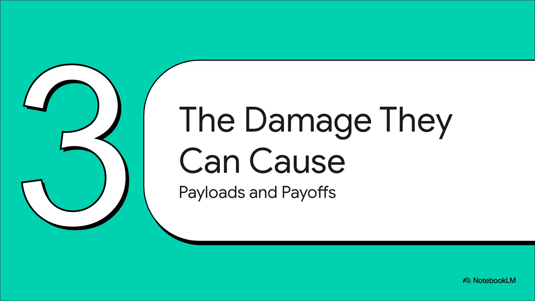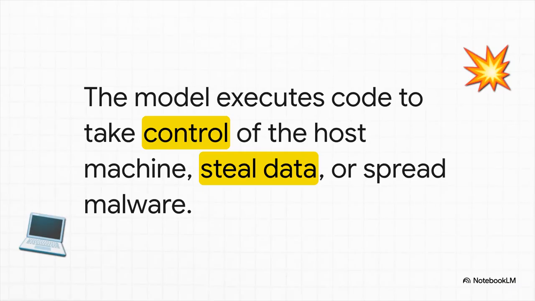Okay, so the bad guy is in. The malicious model is downloaded and running in your application. So what? What's the actual damage they can do? Let's get into the payloads. First up, the big one, arbitrary code execution. This is basically the worst-case scenario.